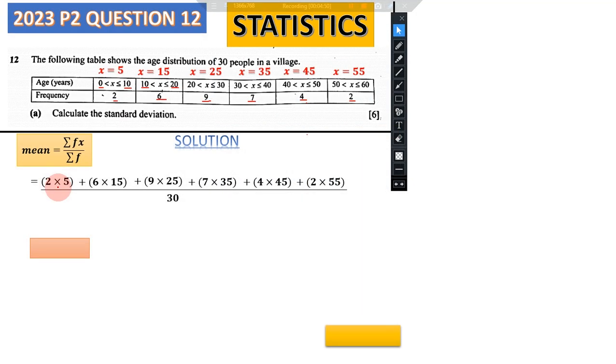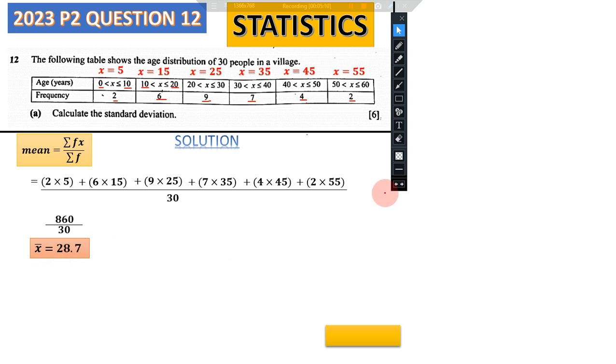So now when you punch, you've seen the value that you've gotten. That is 860. 860 divided by 30. We're going to get our final answer for the mean as 28.7. That is to 3 significant figures.